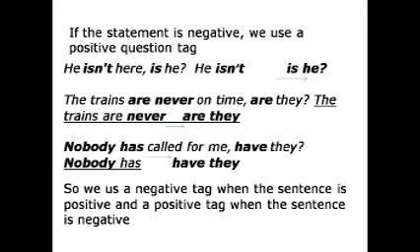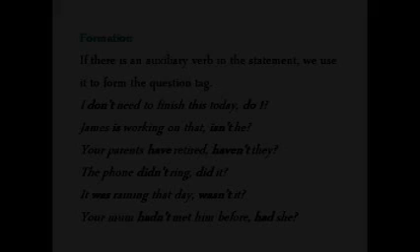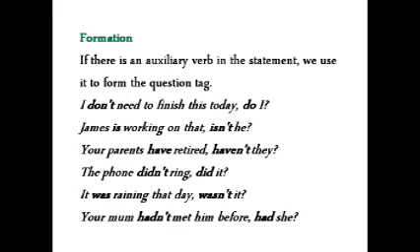Let's look at the formation of the question tags. If there is an auxiliary verb in the statement, we use it to form the question tag. I don't need to finish this today, do I? James is working on that, isn't he? Your parents have retired, haven't they? The phone didn't ring, did it? It was raining that day, wasn't it? Your mom hadn't met me before, had she?